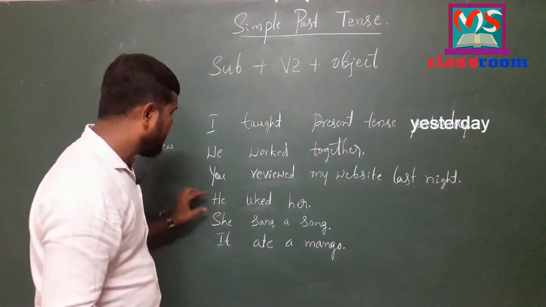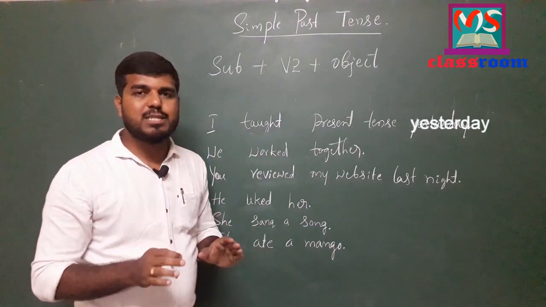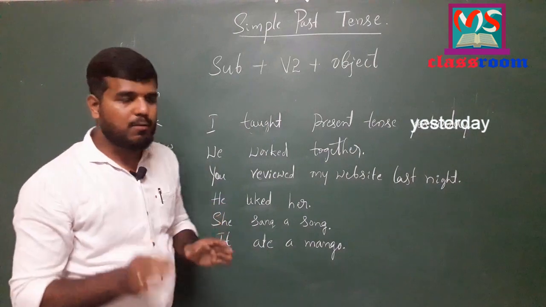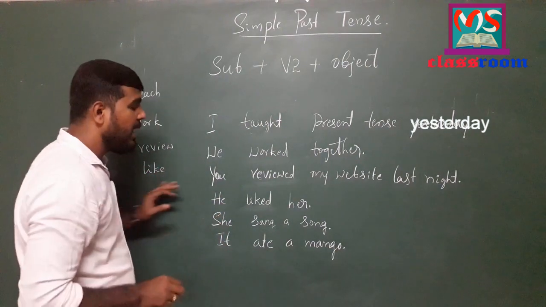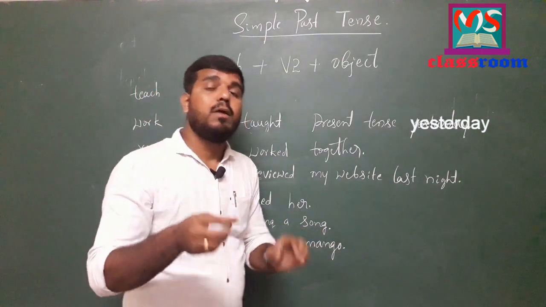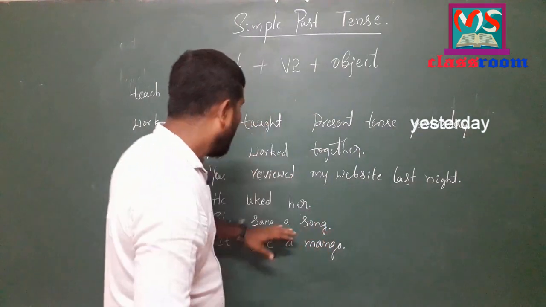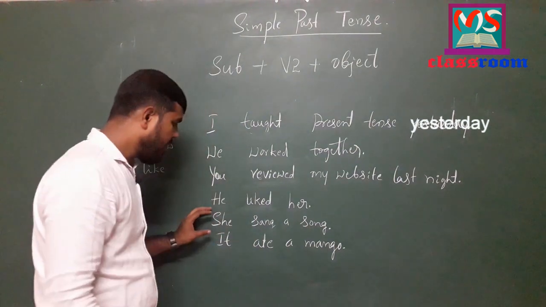Move to next example. He liked her. He is third person singular subject. Liked is past form of the verb like. You know that very well: liked, liking. But here we do not use liking in continuous form. And her is object.